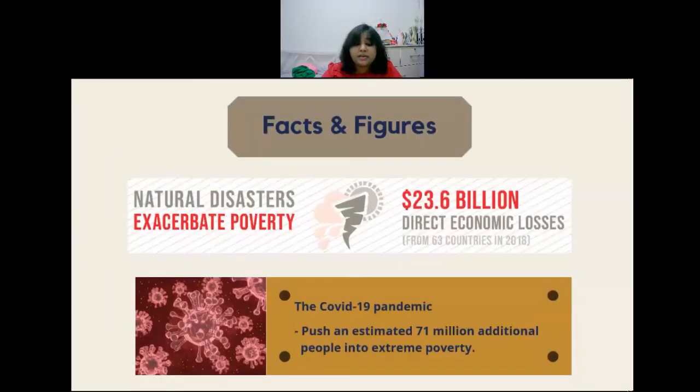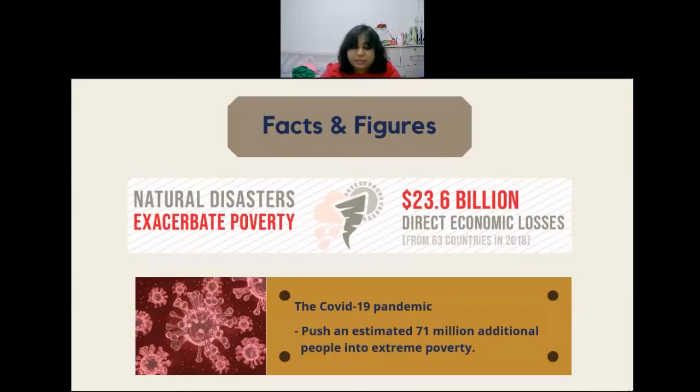And yeah, even natural disasters are prone to exacerbate, or I would say worsen, the state of poverty. The amount of direct economic losses is just epic as it reaches up to $23.6 billion in 2018.